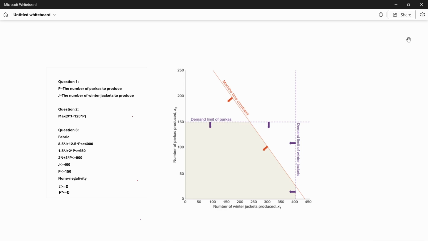After you identify your choice variables, you use one of them to label your horizontal axis and the other to label your vertical axis. It does not matter which one you use for which axis, but you need to make sure one is horizontal and the other is vertical. I decided to use the winter jacket to label my horizontal axis, and the number of jacket parkers to label the vertical axis. After you label your axes, you are done with your choice variables.